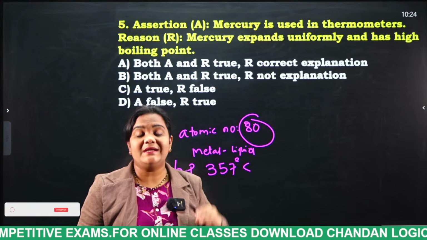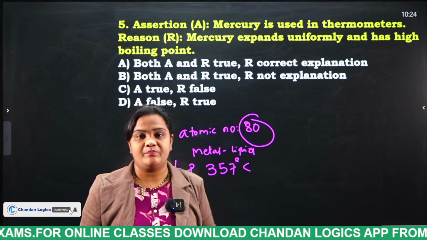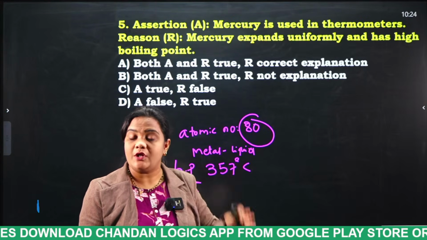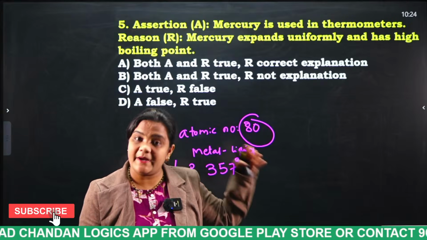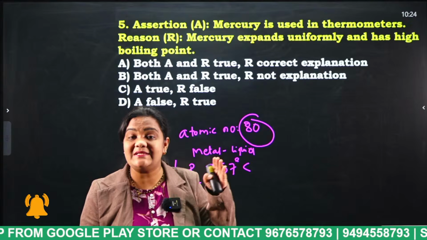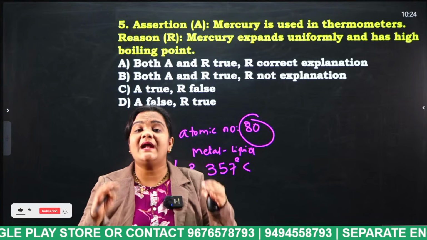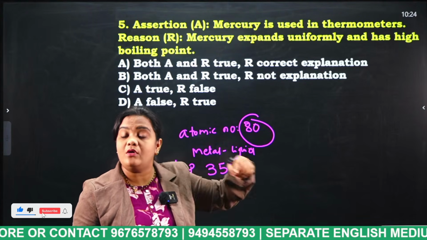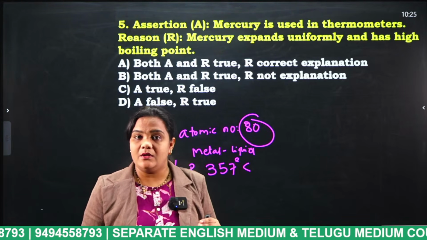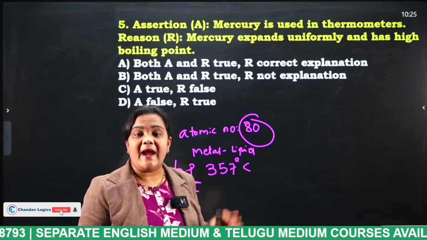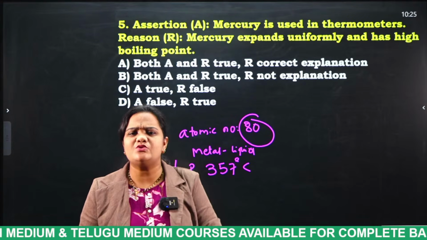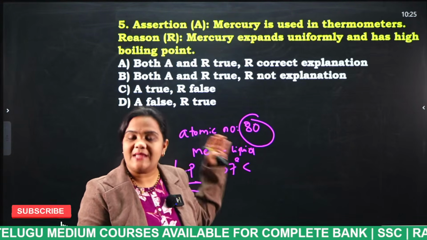Until then, it is going to stay as liquid only. That is the reason why we are using this mercury in order to measure high temperatures also. Why? Because its boiling point is 357 degrees centigrade. That means until and unless we heat that mercury above 357 degrees centigrade, it is not going to evaporate. And not only that, it does not stick to the glass. So these are the many reasons why we are using mercury in a thermometer.